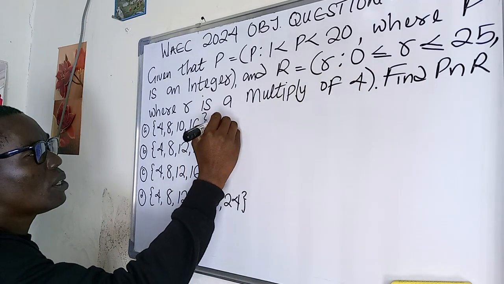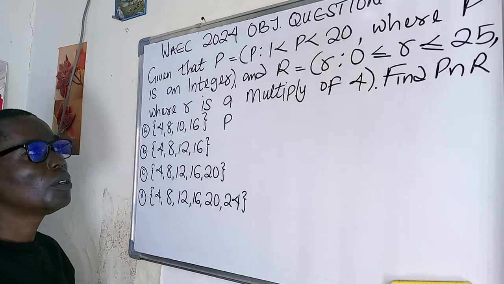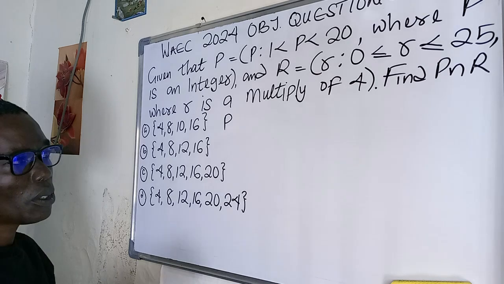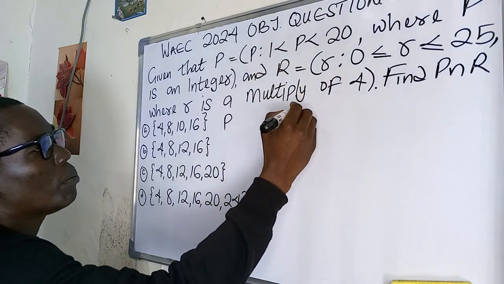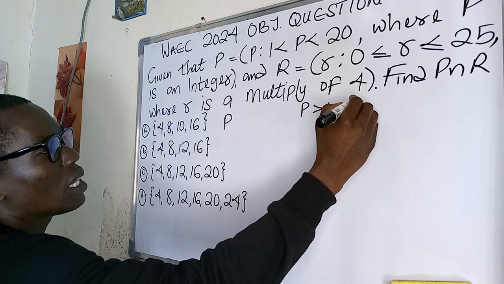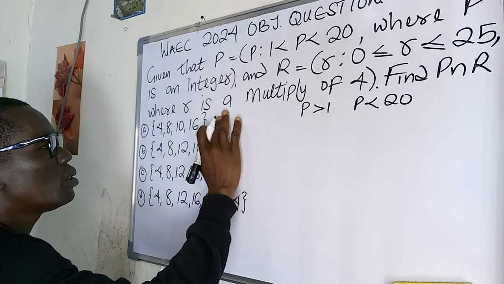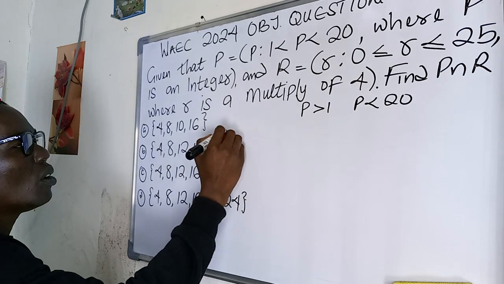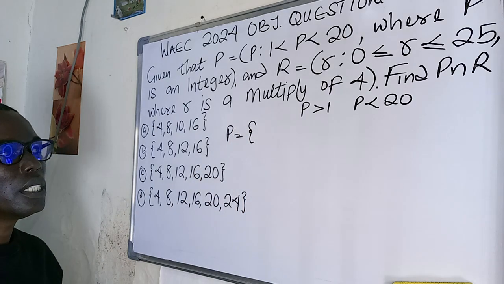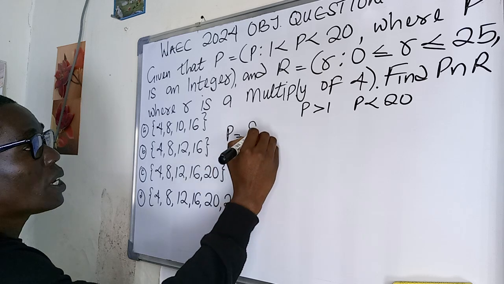Now we are given the value of our P. Remember, if you have this inequality sign, that simply tells us that our P should be greater than 1 and our P should be less than 20. So we are going to isolate all the integer values of P in that set. P is greater than 1, which means 1 is not inclusive.